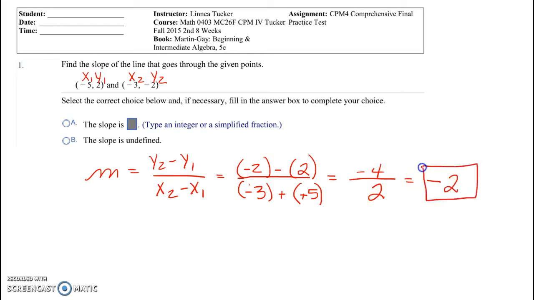There's my slope. If you're doing the computer test and you leave this as -2 over 1, it's going to mark it wrong because it's not simplified, and I'm going to mark that wrong also. This is simplified form. So our answer here is -2. Alrighty?